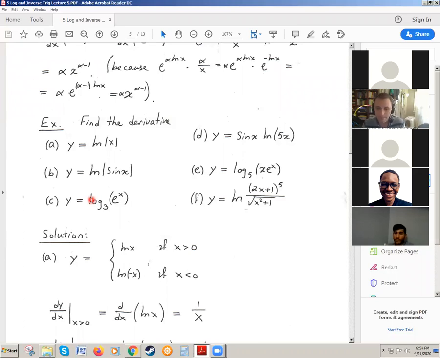The derivative of x is equal to x. No. So what's the derivative? The derivative is simply just going to be log base 3 of e. Log 3 of e, precisely.